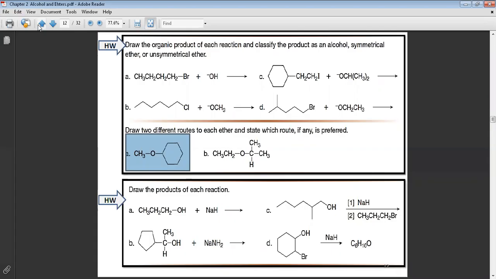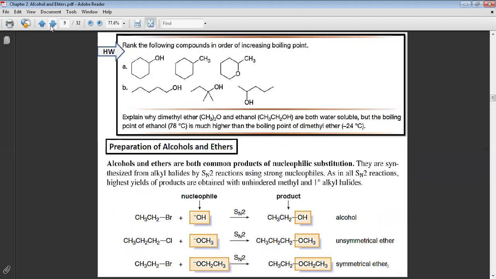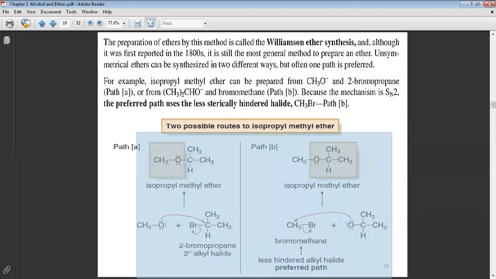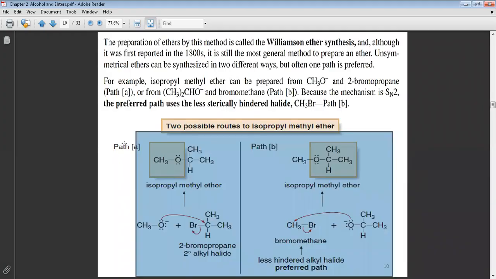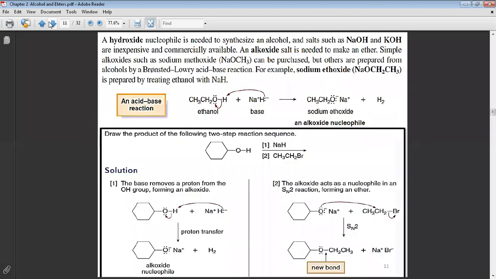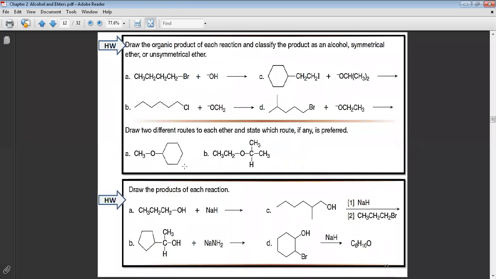Students, exactly like this. Say to me, route number 1 or path A or path B, which is best. This or this, exactly here. The same thing. I want to prepare this ether by using two ways, and one is preferred. Anyone is the best. The same thing here. I want to prepare this ether by using two ways. Which one is the best?